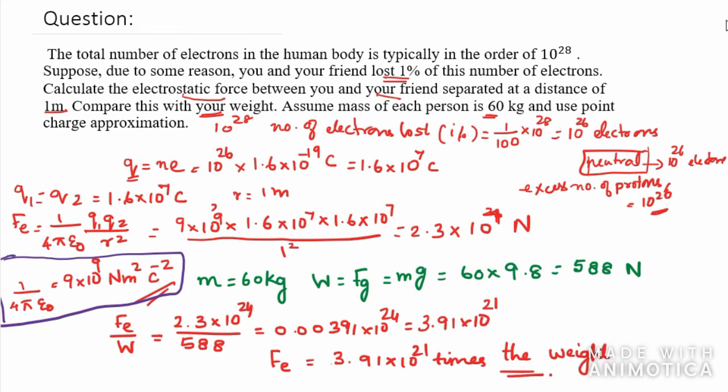So this is the conclusion. Now we have done the comparison also. The electrostatic force is 3.91 into 10^21 times the weight. That's all.